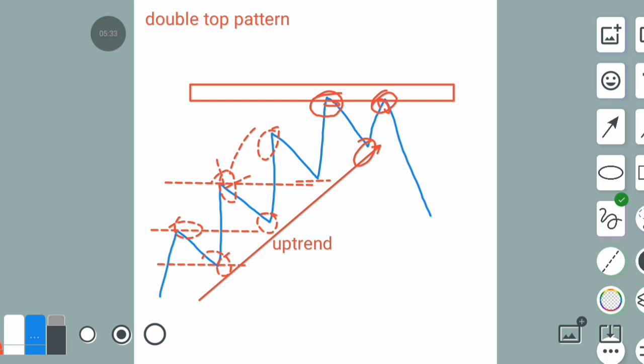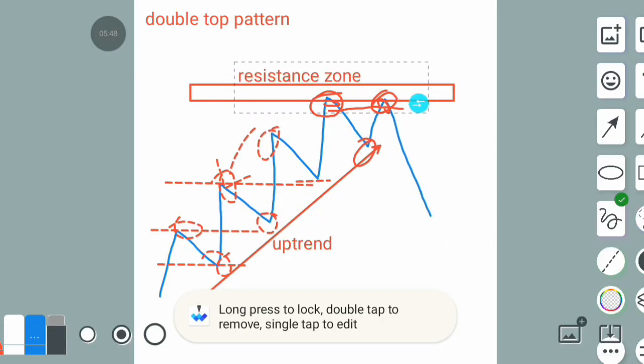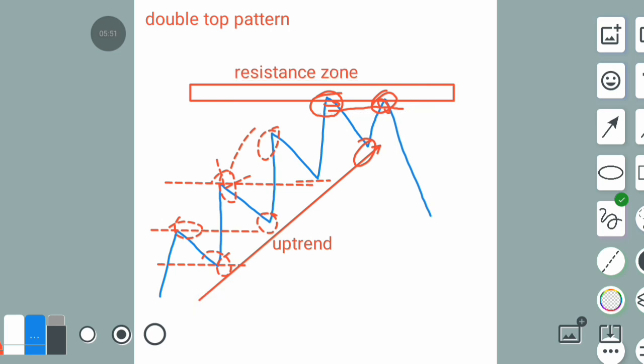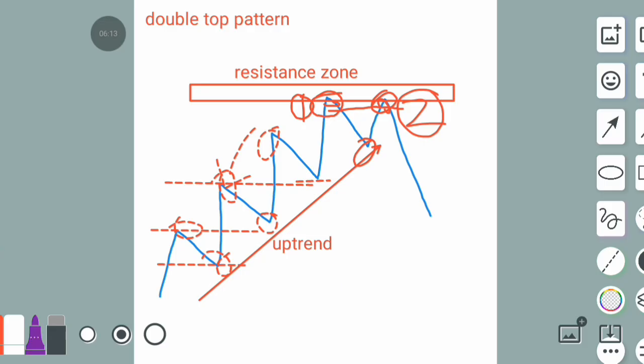You see, these highs are on the same level, meaning they have been rejected at this resistance zone. So that's where we begin to see our double top pattern. Here we have the first touch, and the second touch. Then here we have what we call the neck.